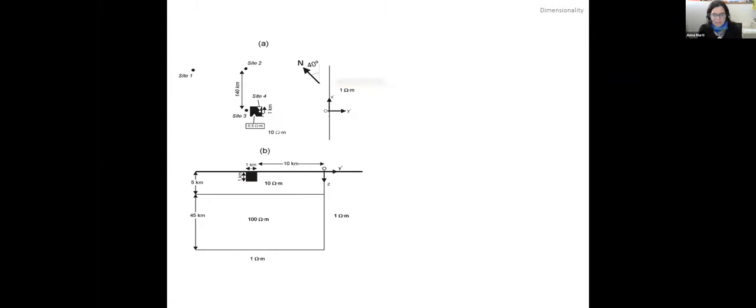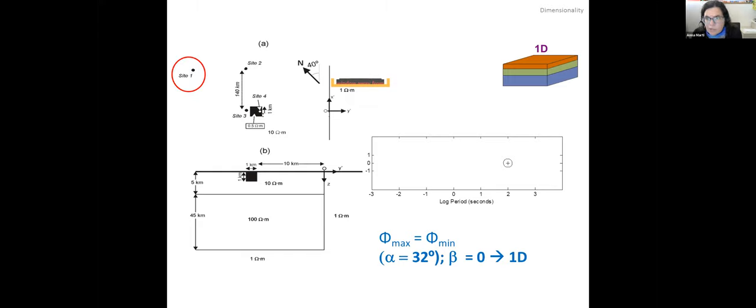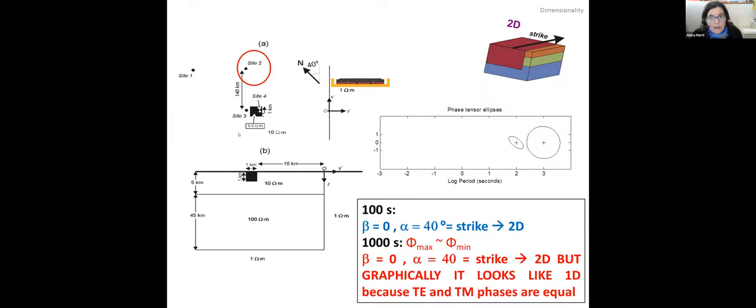Taking again that first example, I'm going to go back to the same periods that we have analyzed before. For site one, which we saw with WALDIM was 1D, the phase tensor ellipse is a circle, and it agrees with the 1D description. For site two, which again WALDIM gave us as a 2D structure, we represent the two phase tensor ellipses. At 100 seconds, beta is zero, the strike is 40 degrees, and it corresponds to a 2D structure. But at 1000 seconds, here we have to be careful because it looks like 1D, but that is because the TE and TM phases are equal.